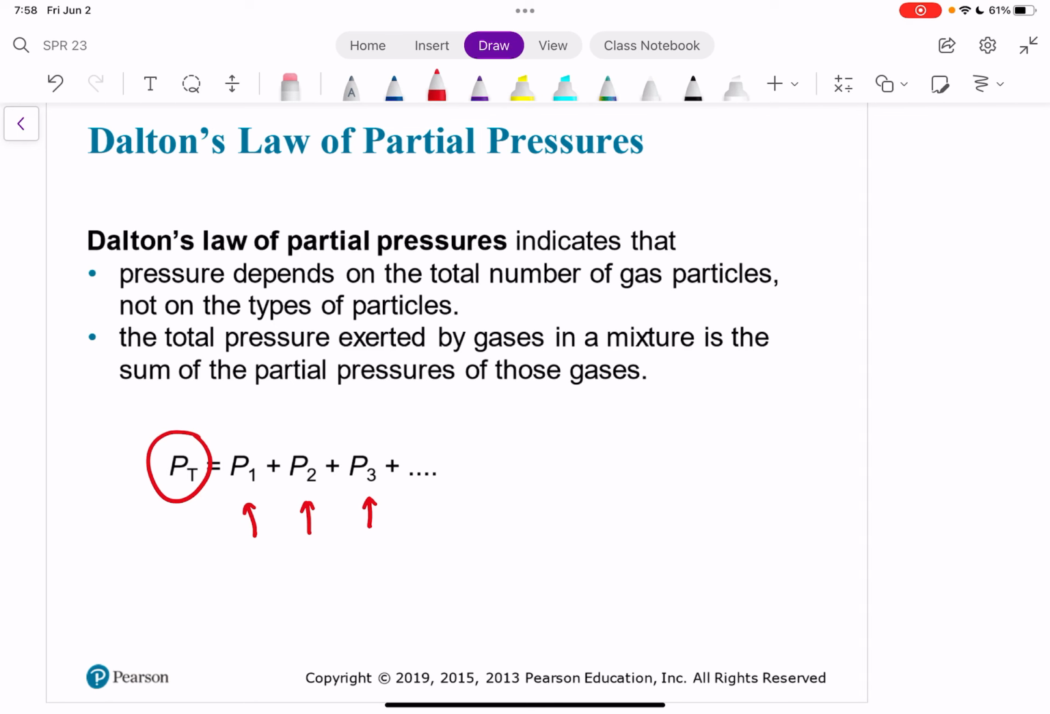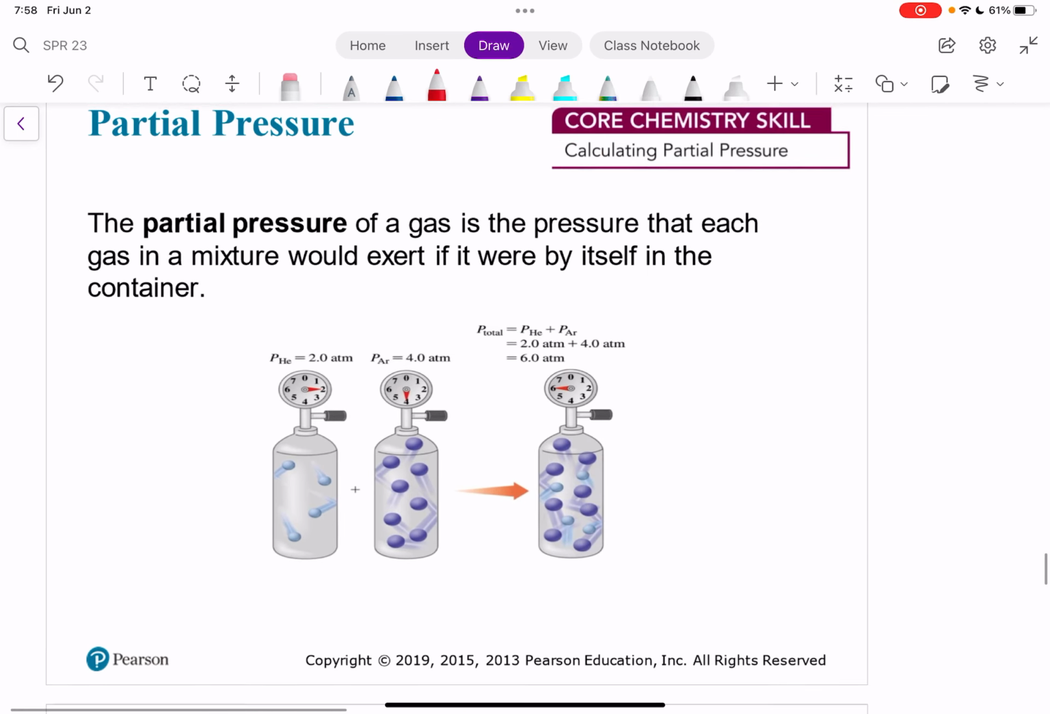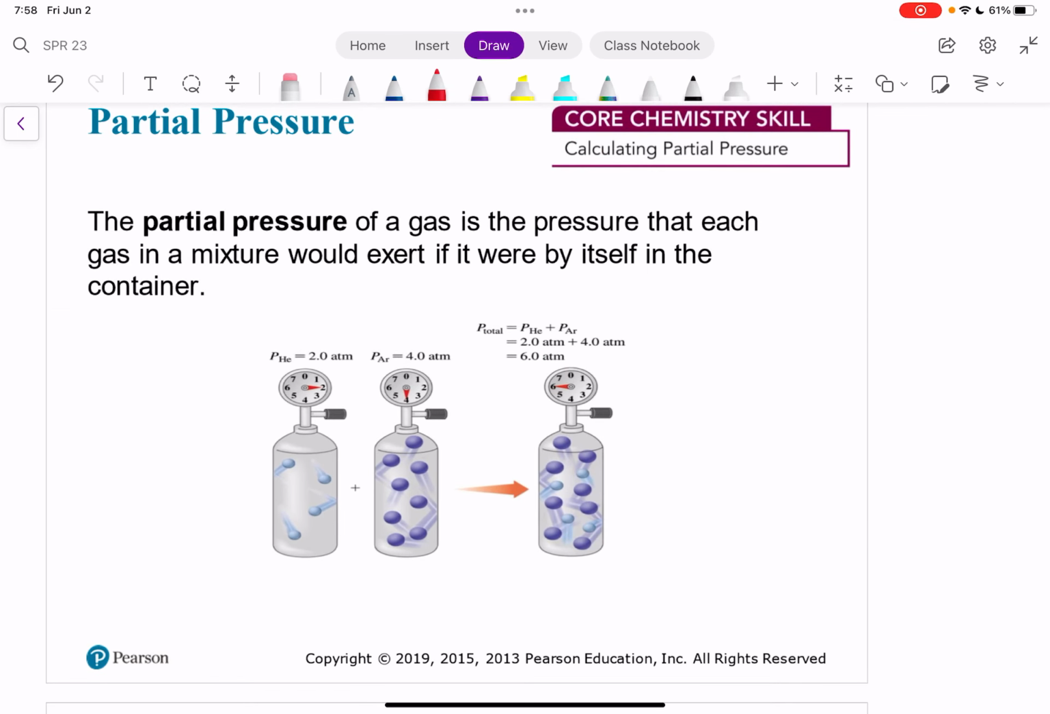Okay, so if you have a mixture like we did up here of helium and argon, and we know the partial pressures, we can add up those partial pressures to get the total pressure. And you'll notice that we have a P here with HE under it. That stands for partial pressure of helium, or just pressure of helium. And then pressure due to argon is PAR right there.